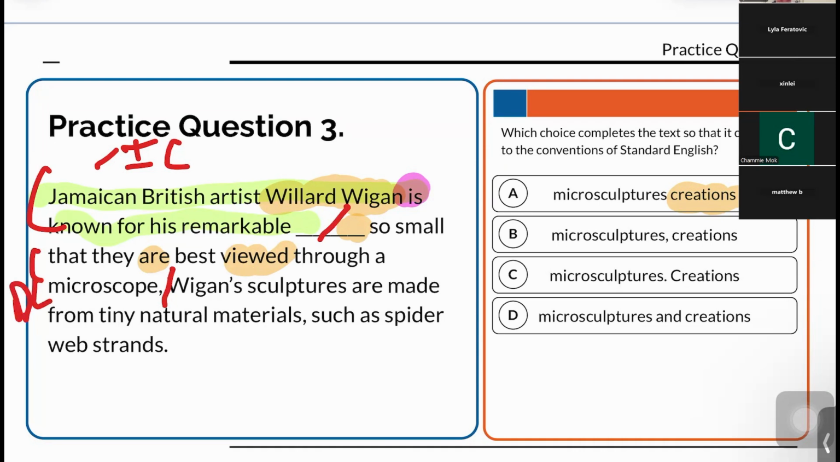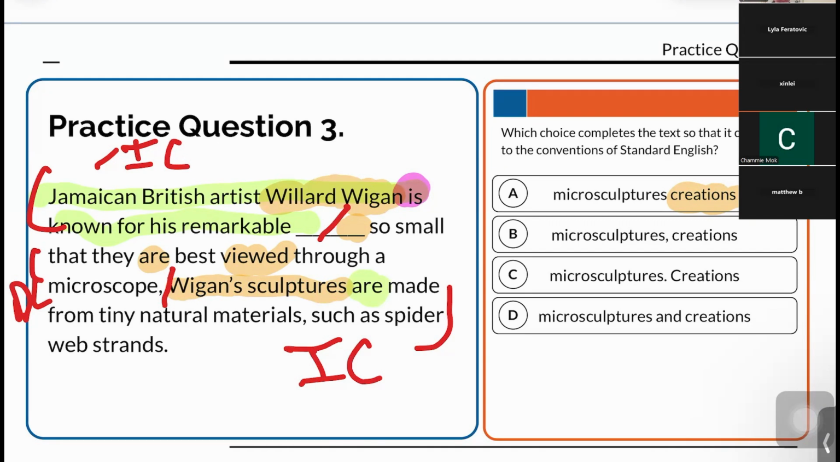So do we have an independent clause after that comma? Wiggins sculptures are made from tiny natural materials, such as spiderweb strands. In this case, our subject is Wiggins sculptures, and then our predicate is are, and we know what they are. They are made from tiny natural materials. So complete idea. So everything after the comma is an independent clause. So in this case, independent clause at the very, very beginning, in between the blank and the comma is a dependent clause. After that final comma is an independent clause.